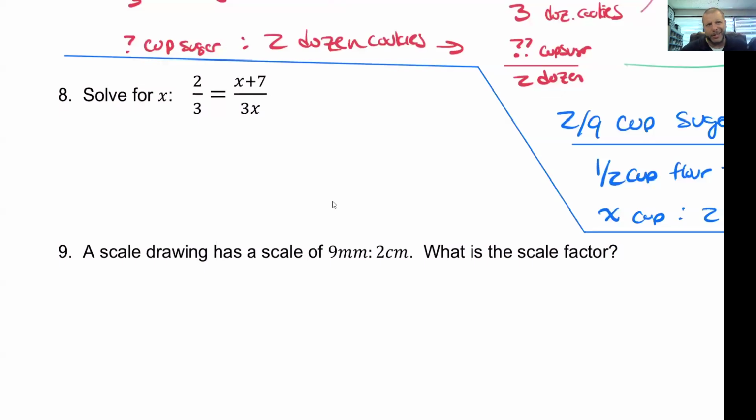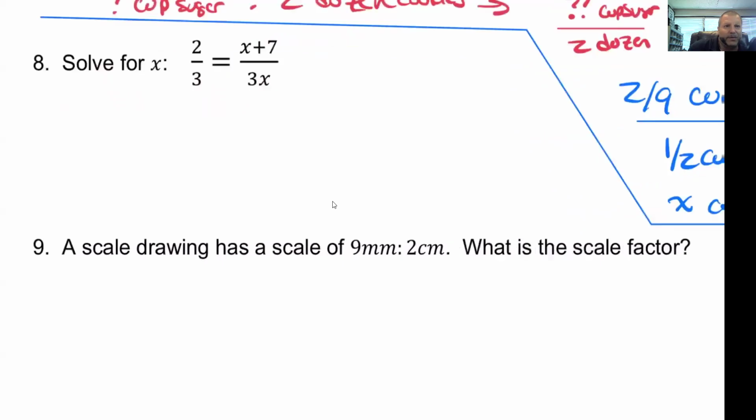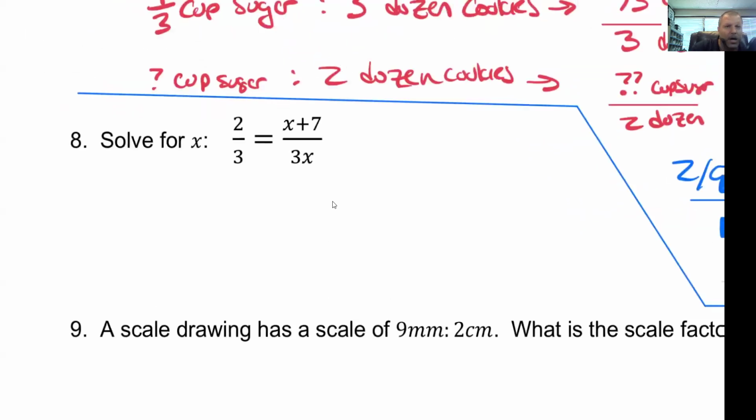Right, so question 8 probably should have came before question 7, since we solved question 7 using proportion. So, a couple of ways of doing this question. There are some sneaky ways, which maybe I'll show you in a second. But probably the straightforward way is to just cross multiply like we did before.